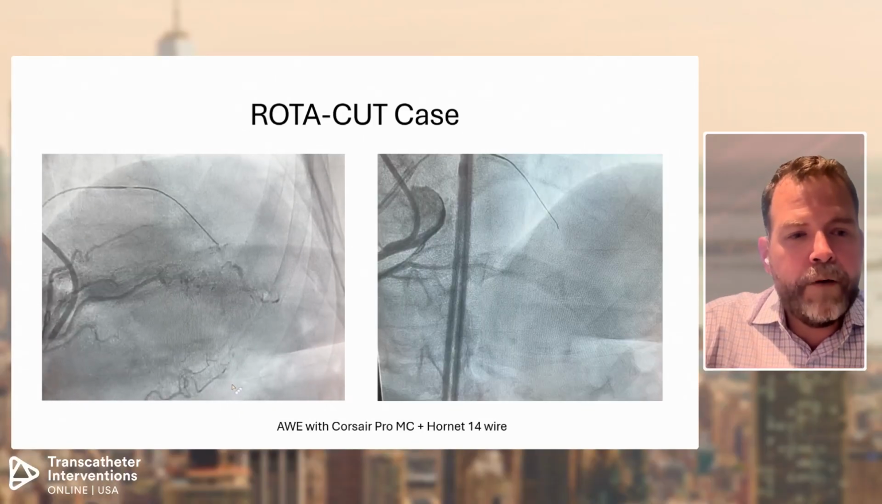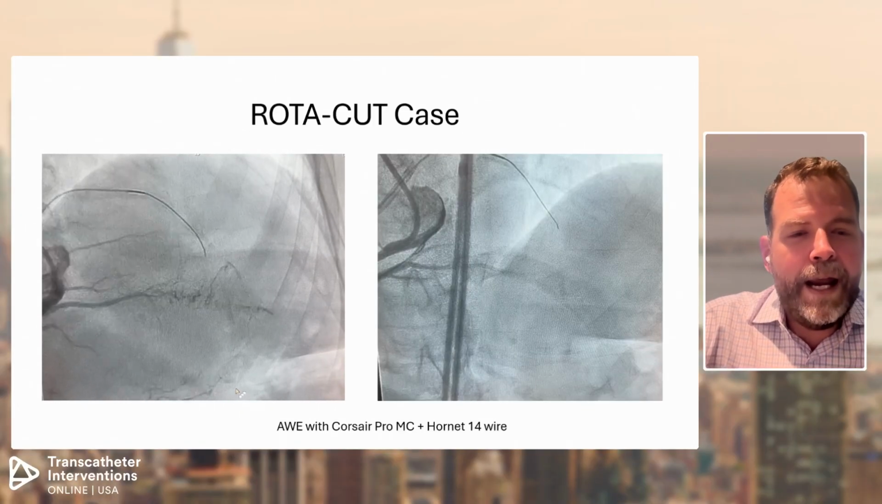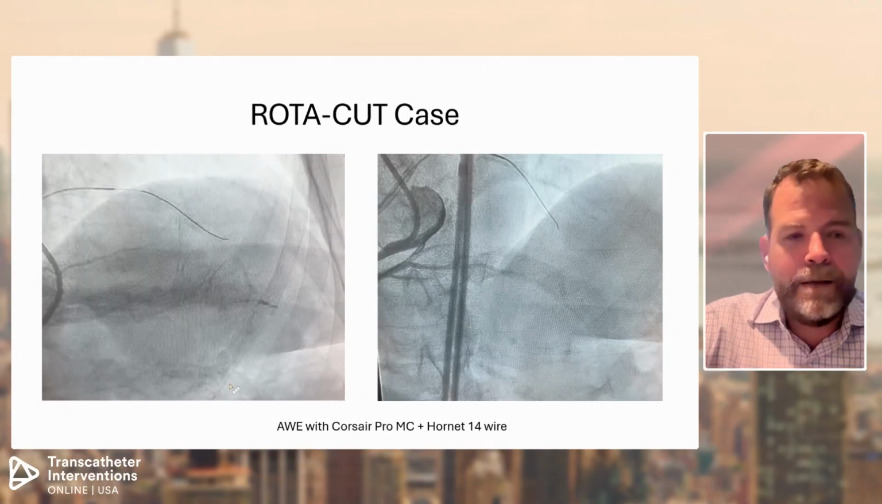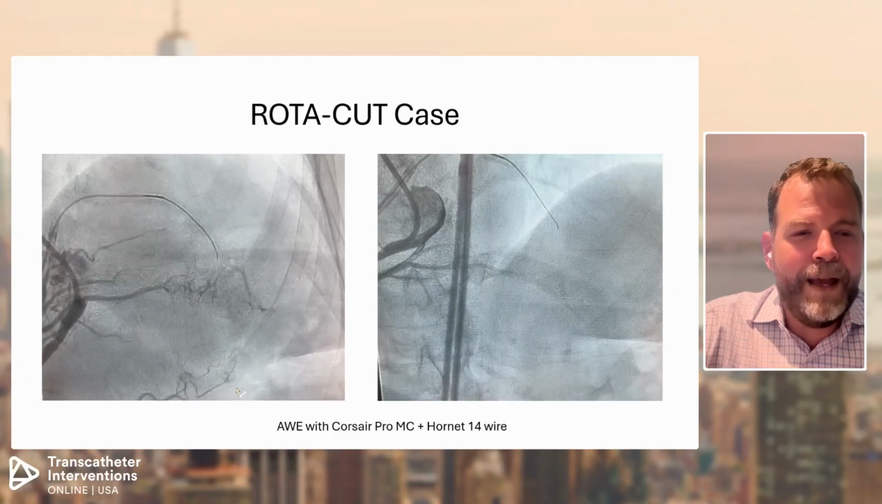Unfortunately, a 135 Corsair Pro XS goes in, and the Hornet 14, we wire escalate. I kept hitting the hard proximal cap, and I was like, just deflect, just get something. Please help me out here.